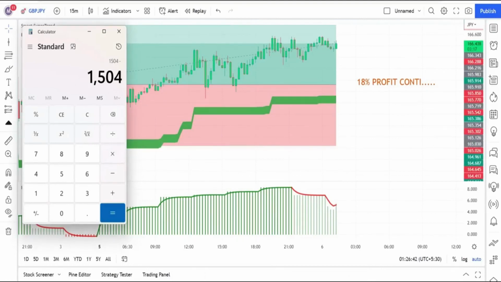During the backtesting, we had 3 consecutive wins against 4 consecutive losses. So overall, the strategy worked pretty well.